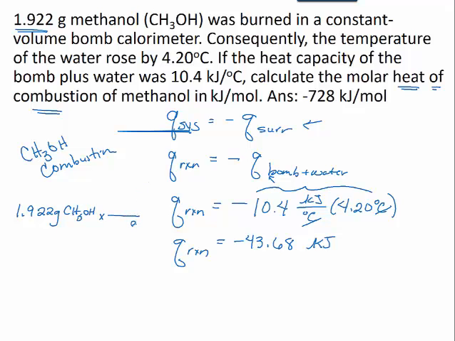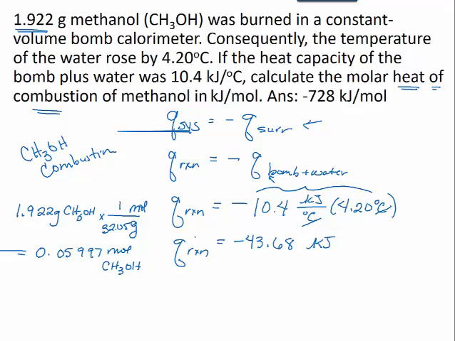So that's what I'm doing here. I'm going to convert to moles. The molar mass of methanol is 32.05. So I'm adding up the carbon, the 4 hydrogens, the oxygen, and I get that value. So the moles of methanol is 0.05997. So that's how many moles of methanol I have.